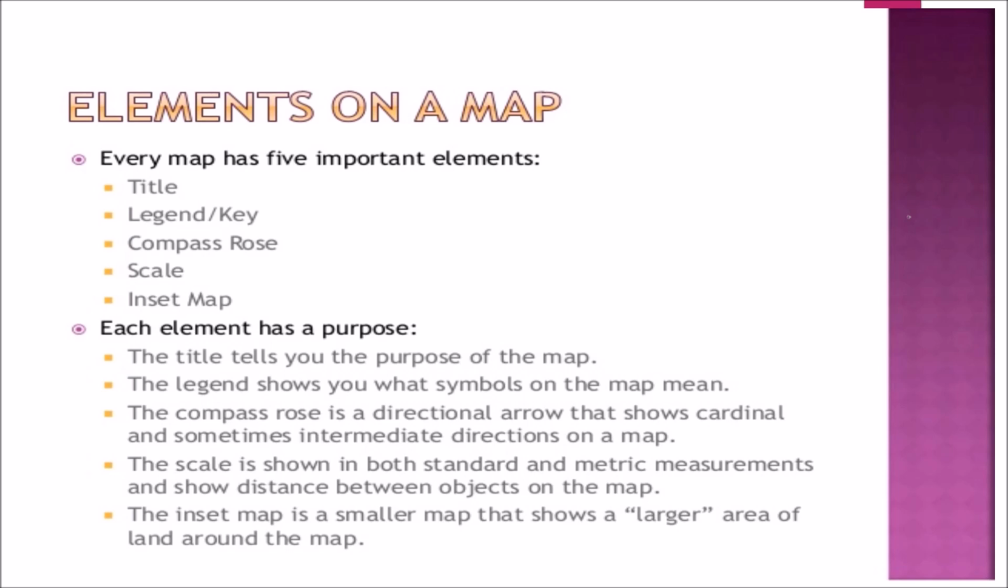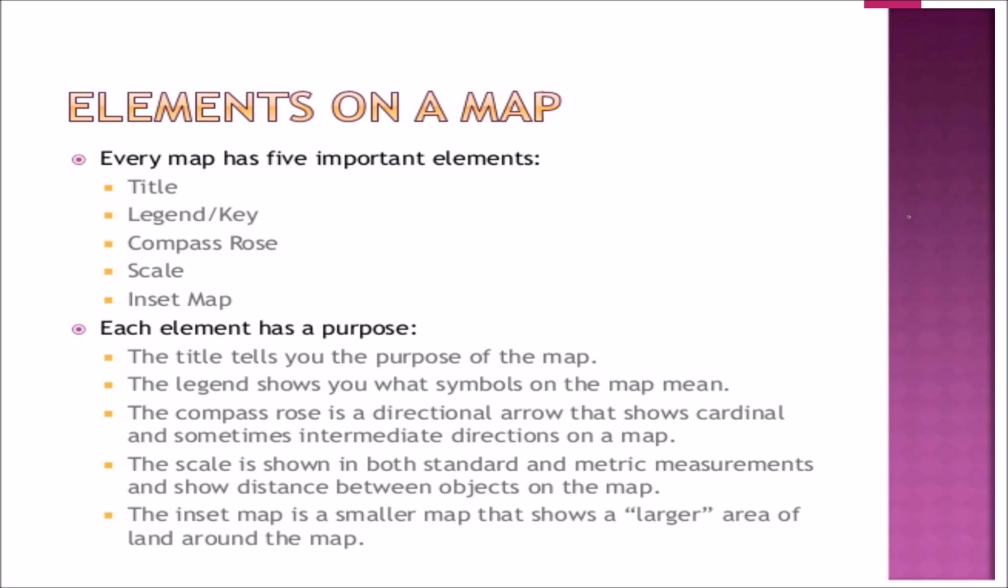Every map has 5 important elements like title, legend or key, compass rose, scale, inset map. Each element has a purpose. The first element is title. The title tells you the purpose of the map. Next, we have legend or key. The legend shows you what symbols on the map mean.